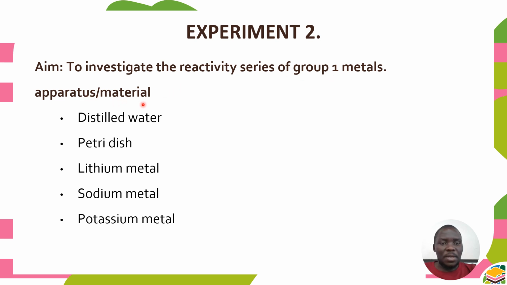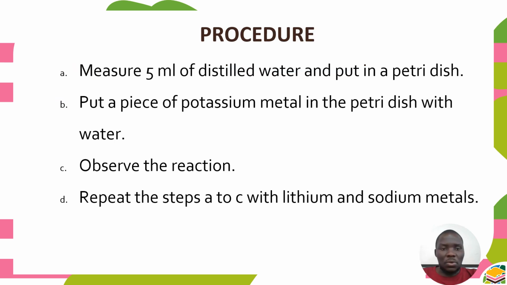The apparatus and materials that we need: distilled water, a petri dish, lithium metal, sodium metal, and potassium metal. In the procedure, first of all, we need to measure 5 mL of distilled water and put it in a petri dish. Put a piece of potassium metal in the petri dish with water. Observe the reaction. Repeat the steps A to C with lithium and sodium metals.